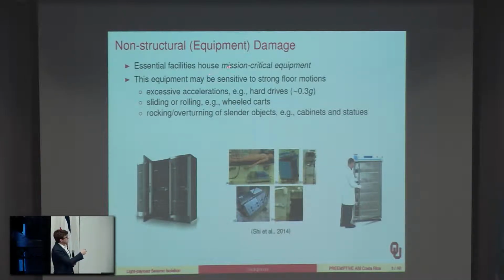And so this is mission critical equipment. If we think about hard drives at a data center, they're crunching all these numbers to determine which bridges and which buildings need to be inspected. We need to make sure that these data centers are still functional during and after the earthquake. Likewise with hospitals, there have been a lot of studies looking at medical equipment. We're going to have to triage patients, so we need access to that equipment, otherwise we won't be able to treat patients. And then other sorts of slender objects, even statues, right? Priceless artifacts may not be important in the recovery process, but cultural heritage-wise, they're very important.